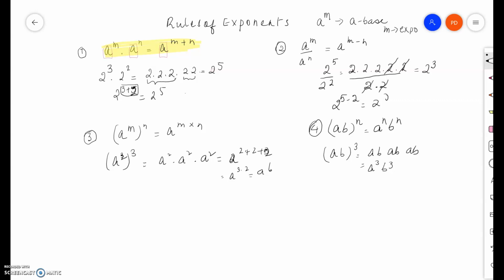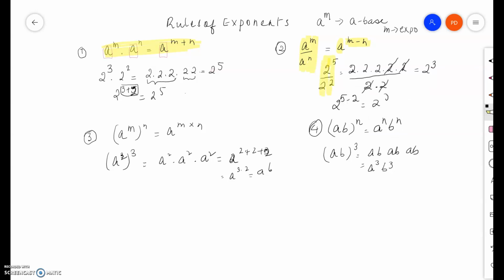Now the second rule is the rule of division, which says a to the m divided by a to the n is a, which is the common base, to the exponent, which is the difference, m, which is the exponent of the numerator, minus n, which is the exponent of the denominator. Now look at the example, just to get an idea of why there is subtraction.